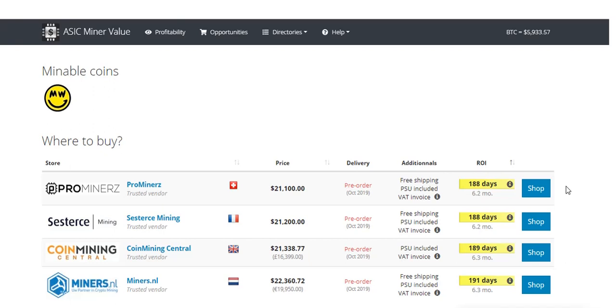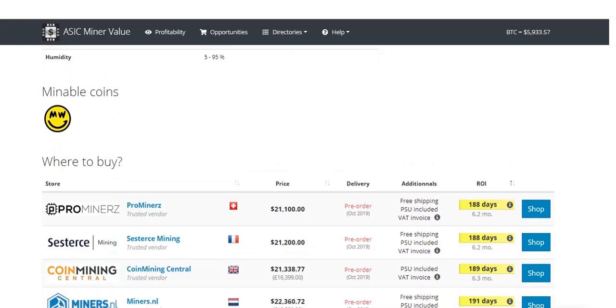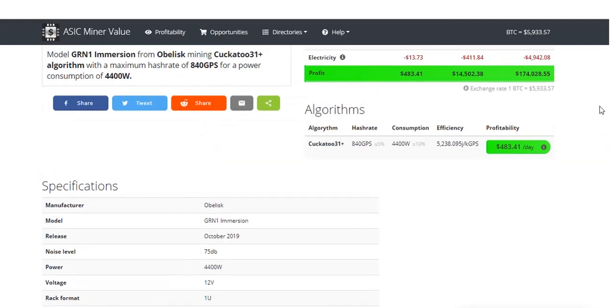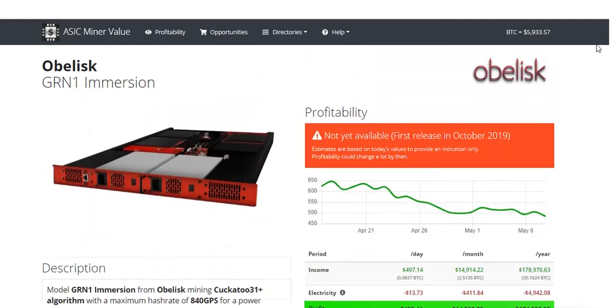So I don't know how I feel about that, if that's what it's gonna take. The only other cost that I know is electricity, but I've also heard that these machines need certain conditions, so you probably need to set up those conditions, and they probably cost money as well. So that's my only explanation for why that would take 188 days in order to start paying back. But this is basically the best one that is gonna be out in October.